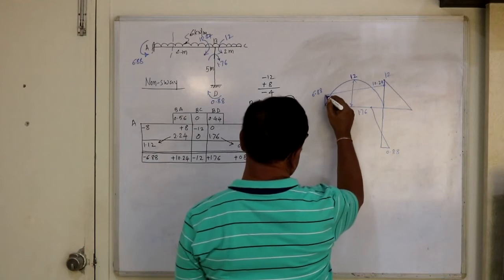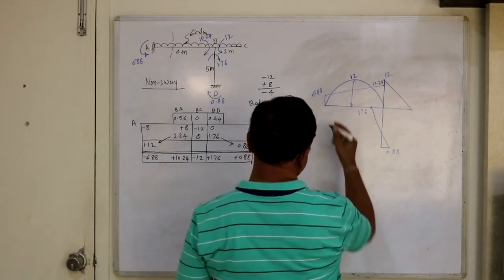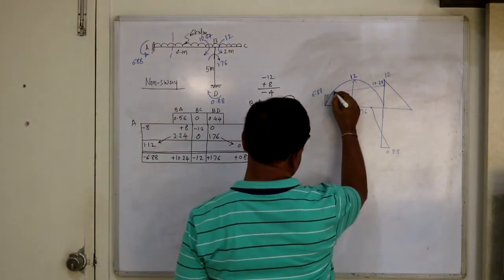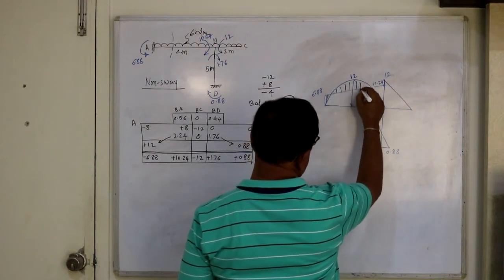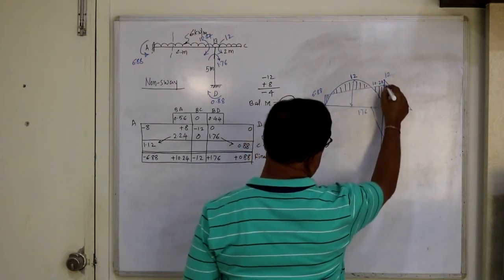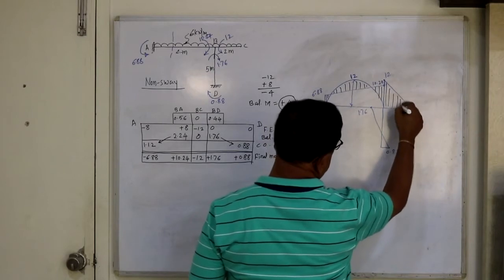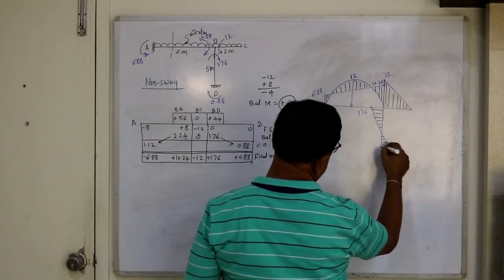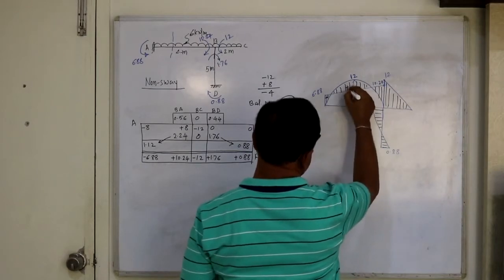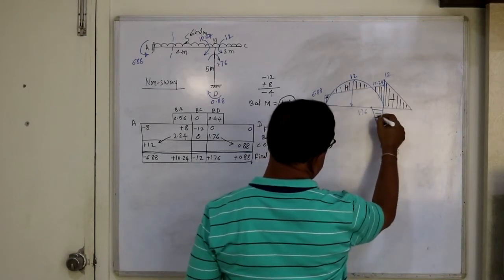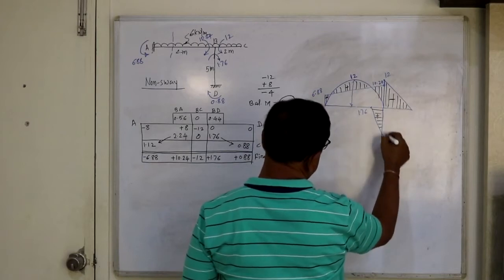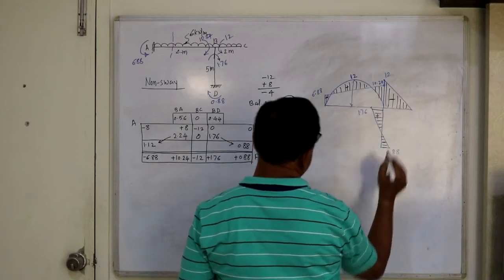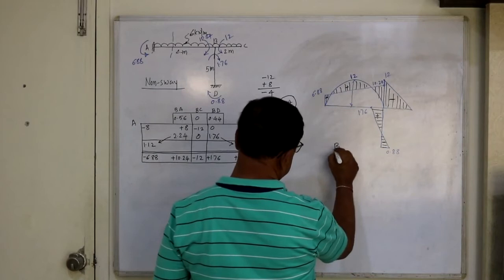And your resultant diagram is this. The resultant diagram is shown by shaded area. This represents the final BMD. So this is negative, this is positive, negative. And you decide one sign convention, positive, negative. So this is BMD.